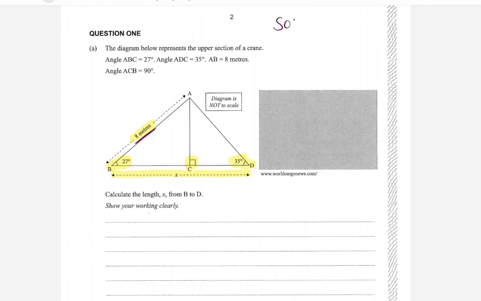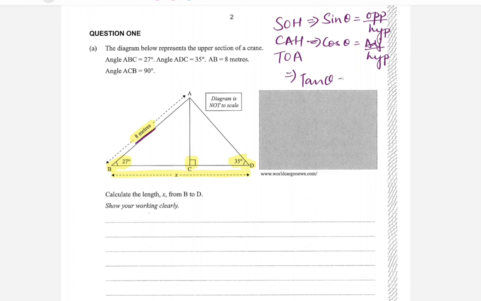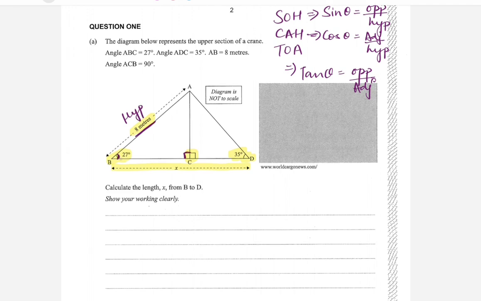use SOHCAHTOA. So just to revise, that means sine theta is equal to opposite over hypotenuse. Cos theta will be equal to adjacent over hypotenuse, and tan theta is equal to opposite over adjacent. Right? Now, if this is our 90-degree angle, 8 is our hypotenuse. So this side is the hypotenuse. This is the angle. So this one is opposite and the bottom one is adjacent.